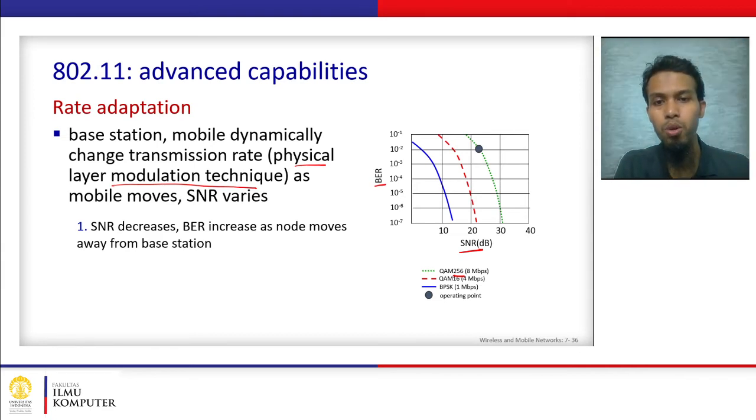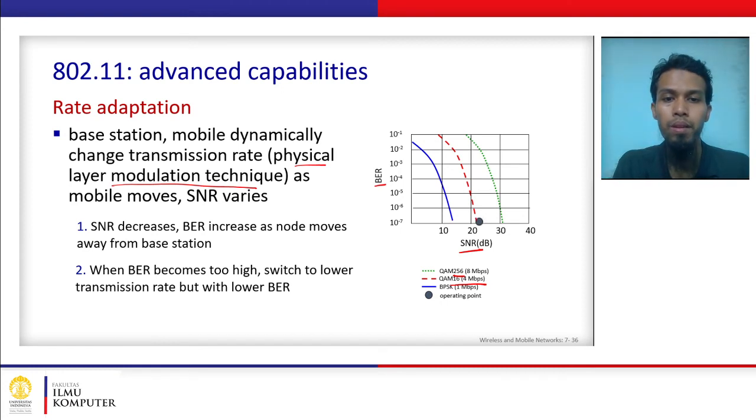So the option is that we can reduce our modulation technique to a lower one like QAM16, which uses 4 bits per symbol. Then in this case we can still get the required BER. Let's say it was here, then we can still stay below 10 to the power of -6 BER. So this is still okay, right?